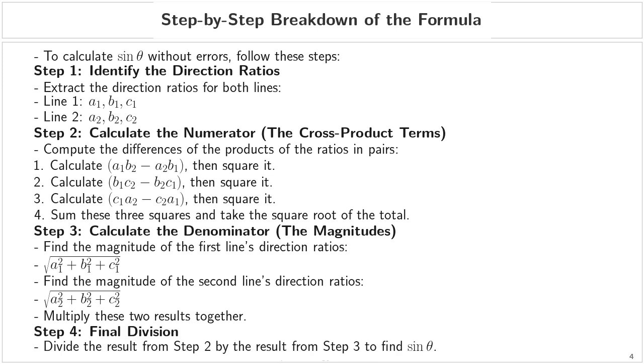Step 4. Finally, we reach the final division. Simply take the result you obtained from the numerator in step 2 and divide it by the result you got from the denominator in step 3. This will give you the value of sine theta. If you follow these steps carefully, as we are about to see in our next slide with the telecommunications tower example, the calculation becomes much more manageable.